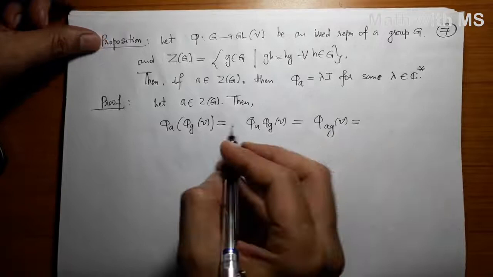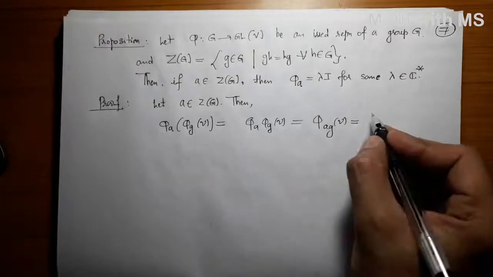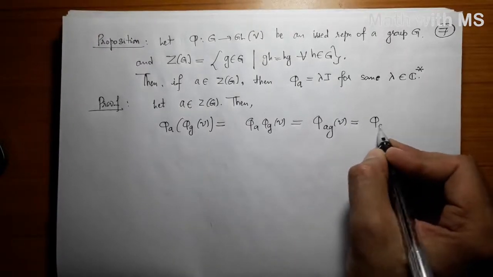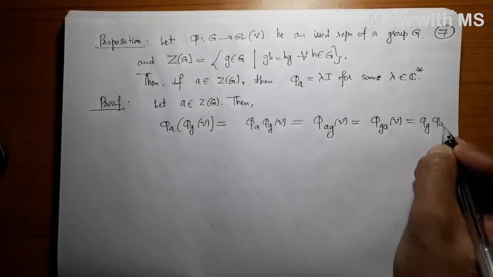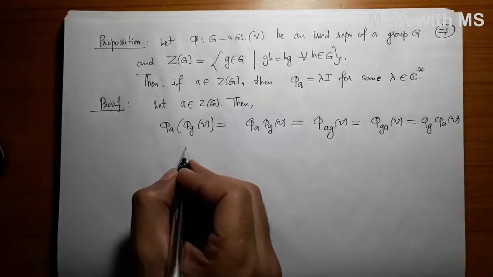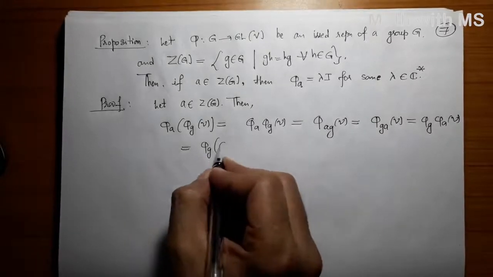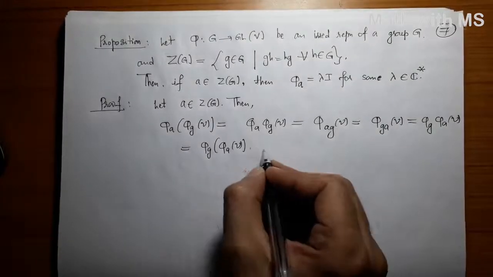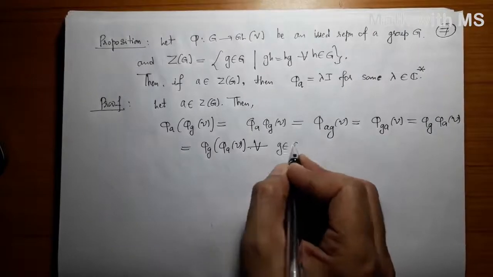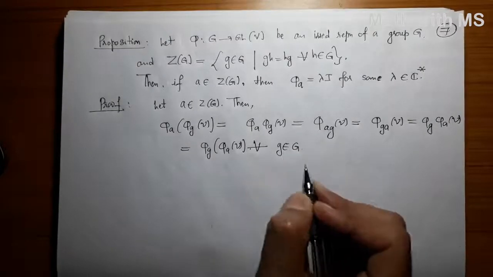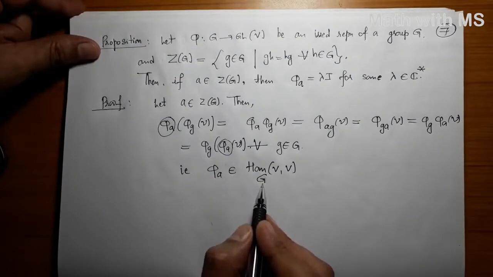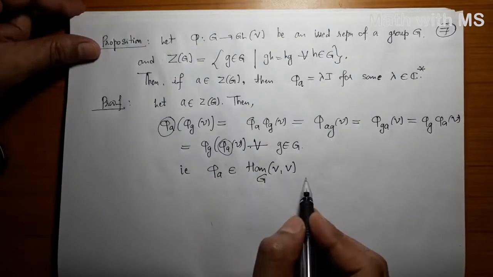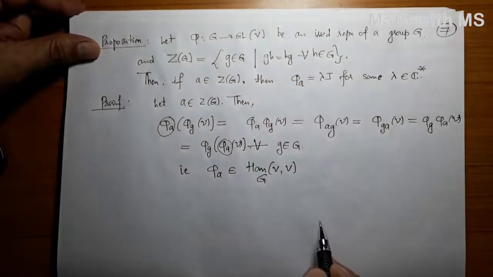But now A is a central element. It will commute with every group element. So it is the same as phi(GA) acting on V, that is the same as phi(G) into phi(A) acting on V, right? That is the same as phi(G) of phi(A) of V. This should happen for all group elements in the group G. So what does it tell you? Phi(A) belongs to Hom_G(V,V), and V is an irreducible representation.